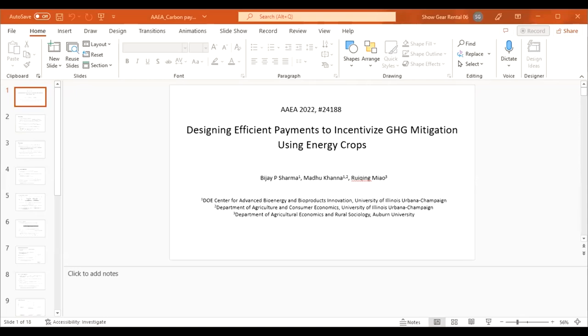Yeah, so I think everything has to do with the social cost of carbon, right? Because everything is revolving around the social cost of carbon and whether it's changing over time or not.